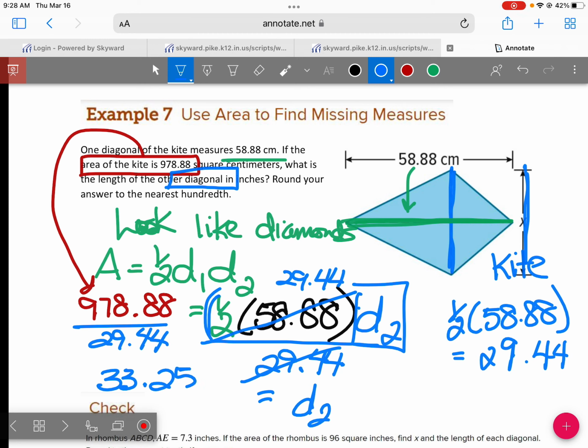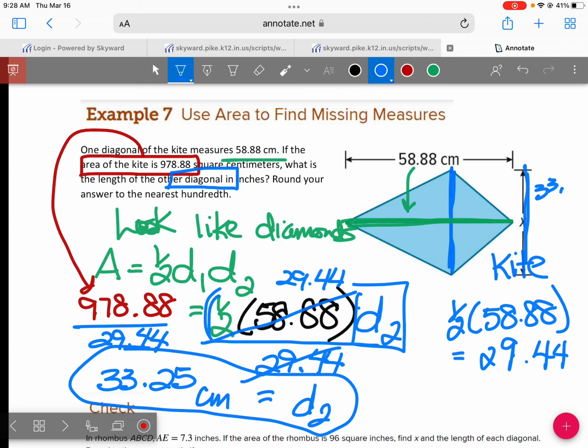33.25. They gave us units in centimeters. Since it's not area, it's a length, it's just regular centimeters. So that is the length of this other diagonal, 33.25 centimeters.